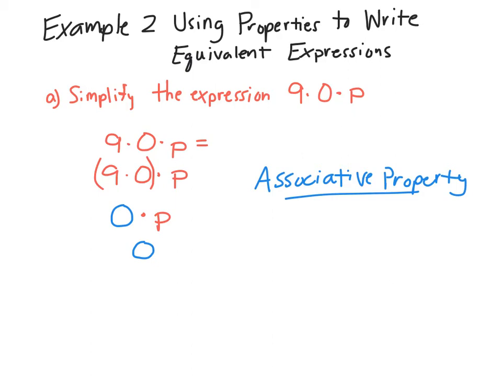So regardless of what p actually equals, it could be 6, it could be 24, it could be 19, it could be 1000, it doesn't matter what p equals, it's always going to equal 0. So that is my final answer. I used the associative property of multiplication, and then the last thing I used was the multiplication property of 0. You can label it like this. And that's how you would complete a problem like that.